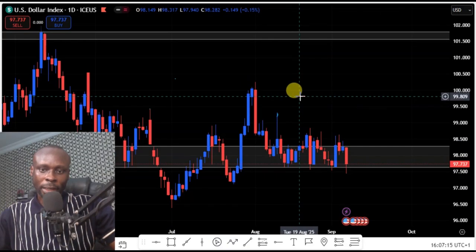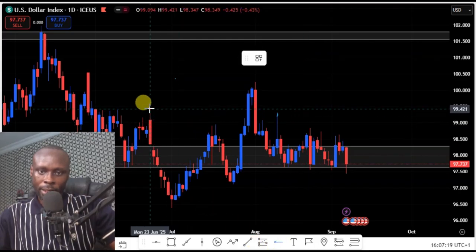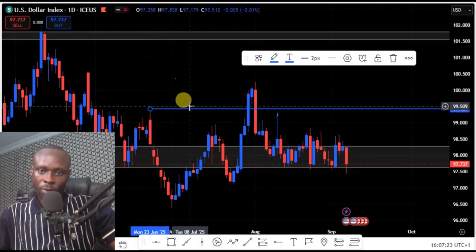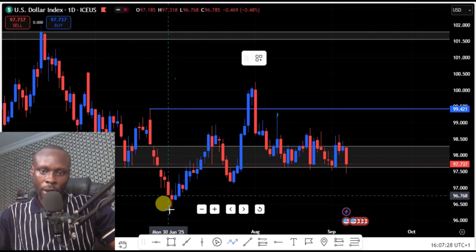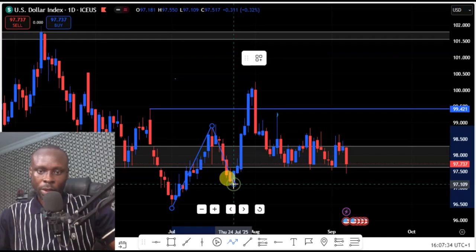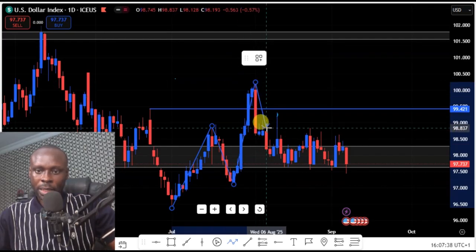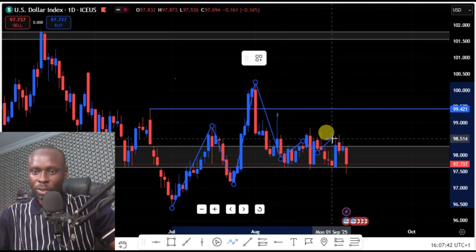The dollar index on my daily chart broke above this lower high, which indicates a shift in trend for the dollar index to a bullish trend. Then we have this lower low, then this lower high, then this higher low, then this higher high, then these inner structure movements for the dollar index. We have this inner structure of a series of lower highs.